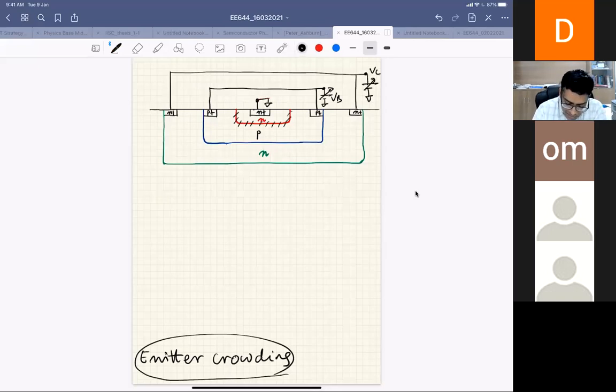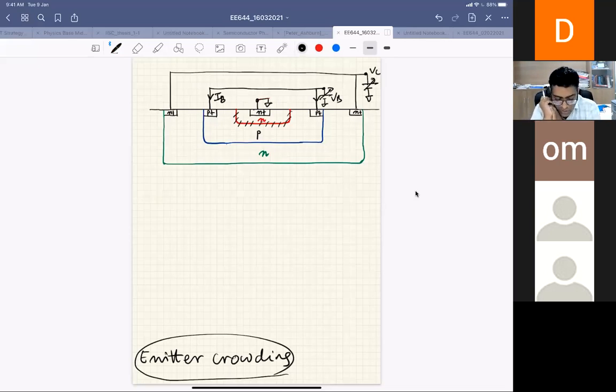So electrons are injected. But there is also a hole current, right? So there is a base current, and what is the direction of the base current? The base current is going in. So basically this is the direction of the base current. Base current is always going in. Collector current is also going in for an NPN transistor. Only the emitter current goes out, right?